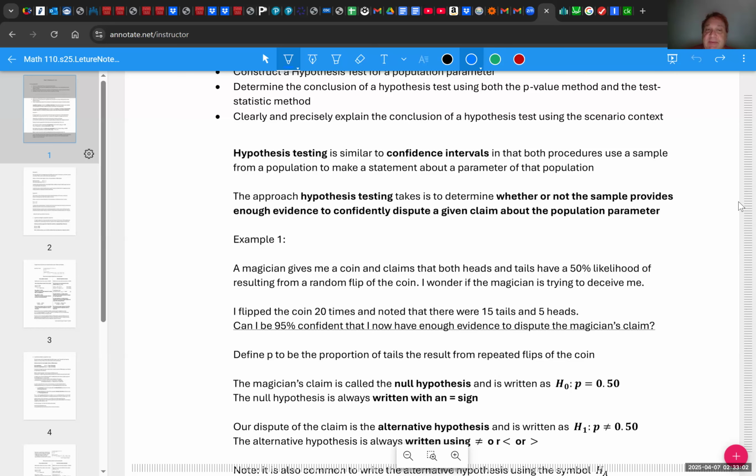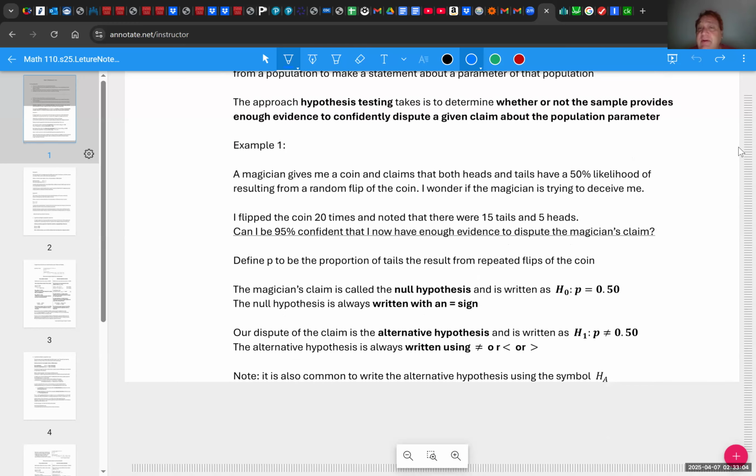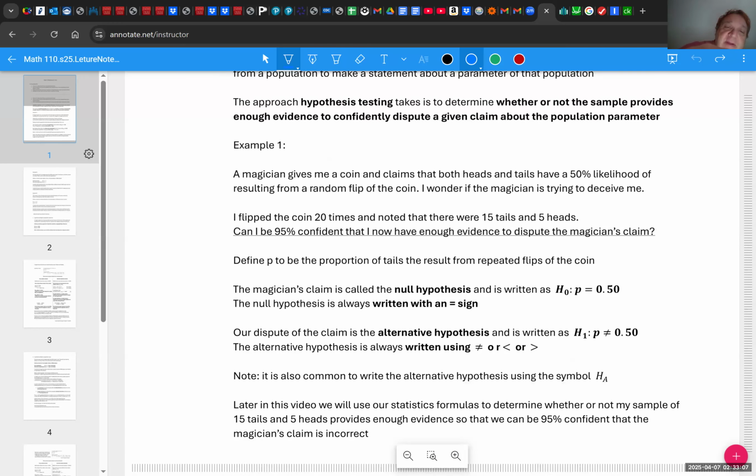So my first example here, suppose that a magician, or if you're wondering where I am on the notes here, I'm right here. A magician gives me a coin and claims that both heads and tails have a 50% likelihood of resulting from a random flip of the coin. And I'm wondering if the magician is trying to deceive me. So what I do is I flip the coin 20 times and I note how many tails there were and how many heads there were. It turns out in this particular example, I got 15 tails and 5 heads.